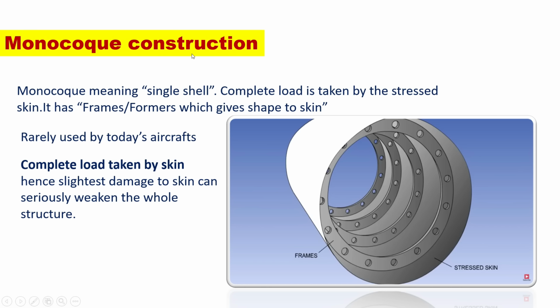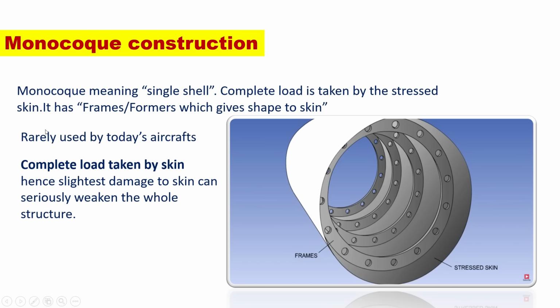In monocoque construction, the complete load is taken by what? You have to answer skin, or stressed skin. The complete load will be taken by stressed skin in monocoque construction, and the purpose of frames or formers is to give shape to the skin. So you just have to remember these two things. Key again: load is taken by stressed skin, and frames and formers are there to give shape to the skin. Don't think that frames and formers are there for load taking. No, they are there to give shape to the skin, but the complete load is taken by the stressed skin.